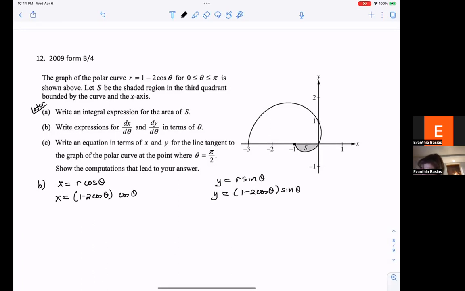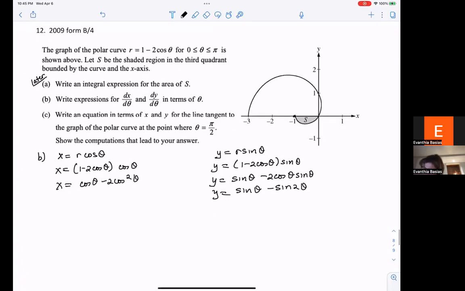We're going to get the same trig identities as long as we have limacons and cardioids or limacons with inner loops. So we get x equals cosine theta minus 2 cosine squared theta, which is good. y is equal to sine theta minus 2 cos theta sine theta, which can be written as sine theta minus sine 2 theta.